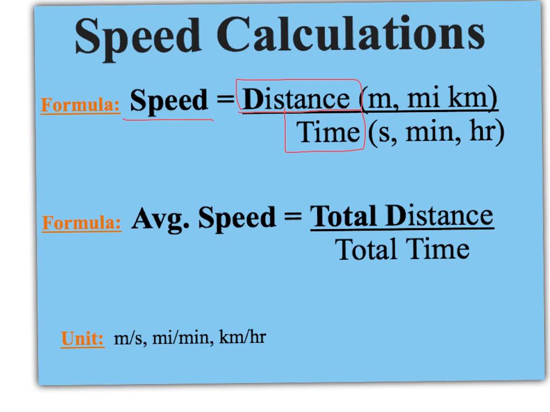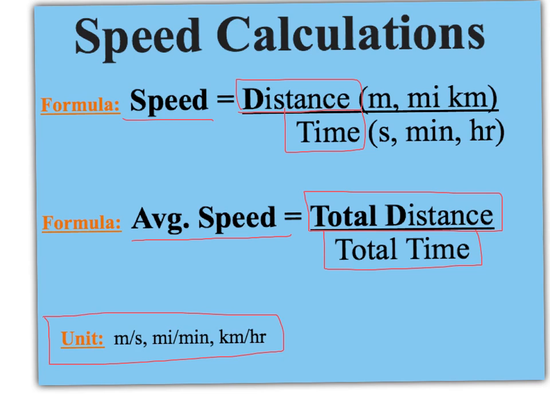You're also going to be using the formula for average speed, which is very similar to the speed formula. The only difference is that you take the total distance traveled divided by the total time traveled. Now the units for speed are meters per second, that's a very common speed unit, miles per minute, that's also very common, and kilometers per hour. Now how do we get those units?